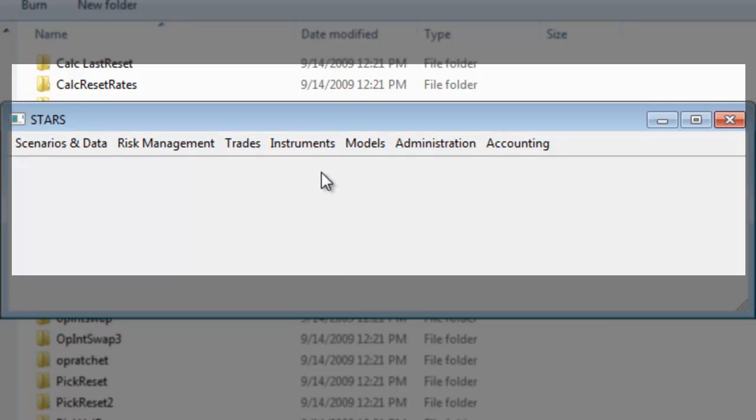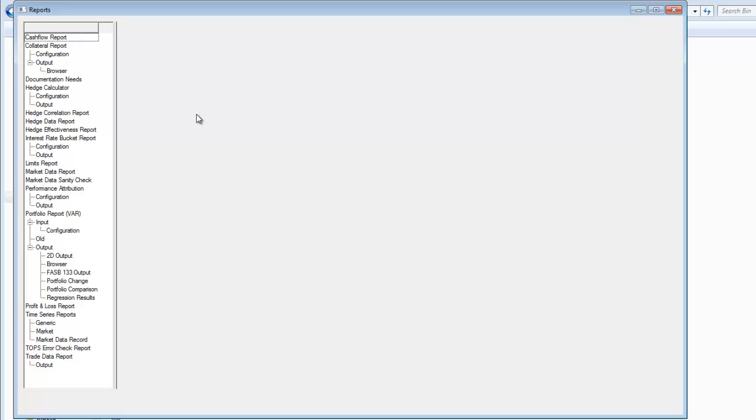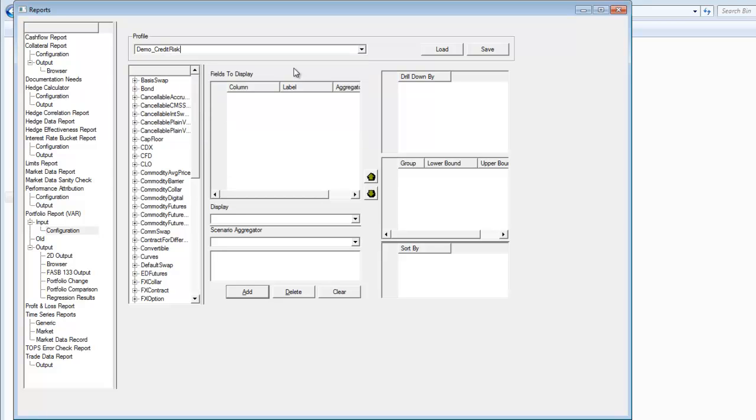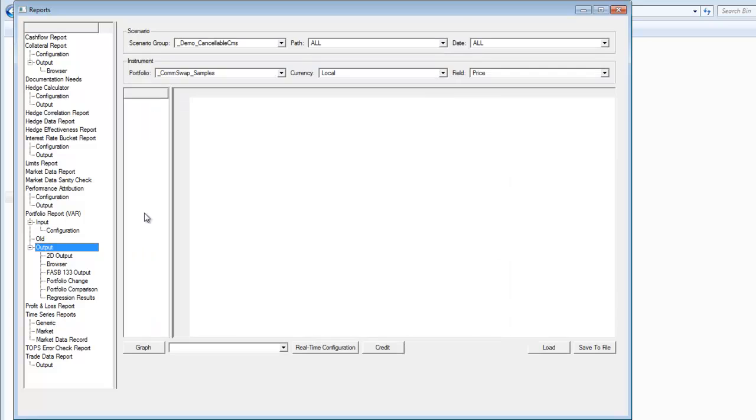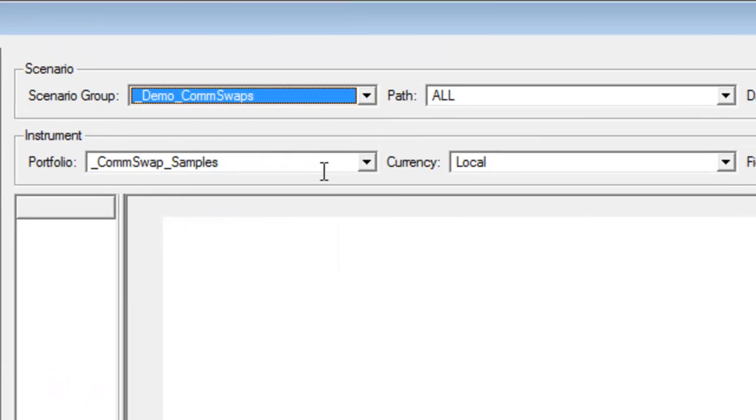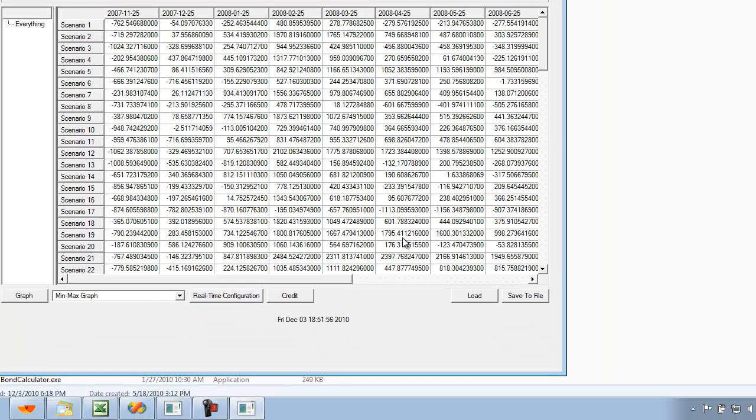We will first open up the STARS Reports module and select the credit exposure configuration, which tells STARS we want to view the report as credit exposure. Many configurations can be stored for different report types. We then specify which set of data we will use for the calculation, since STARS can store many sets for different uses. Then, we tell which portfolio or instrument to report on. In this case, it's just a single instrument. And then we load the results.